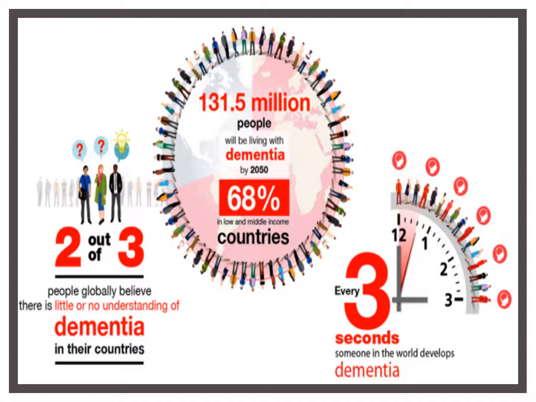This slide is another easy way to show the prevalence and just the significance of this problem. Again, it shows the 131.5 million individuals that are estimated to have dementia by 2050. And 68% of this is going to occur in low and middle income countries. Approximately every 3 seconds, an individual is diagnosed with dementia. So, pretty startling statistics.